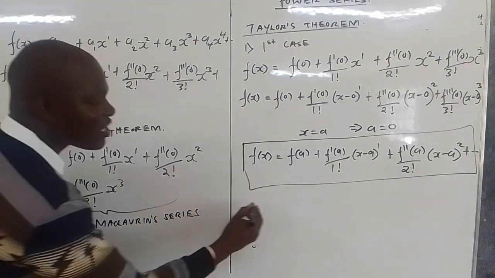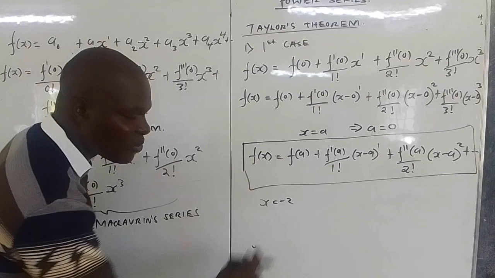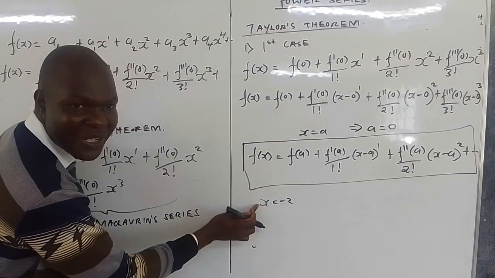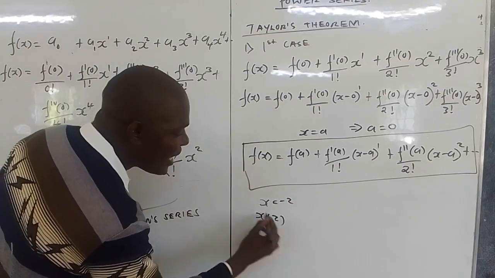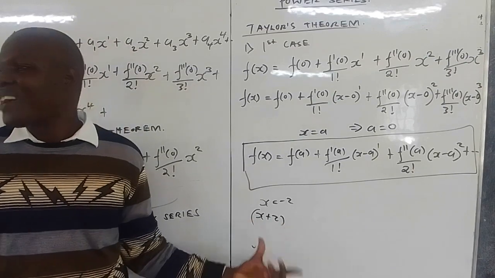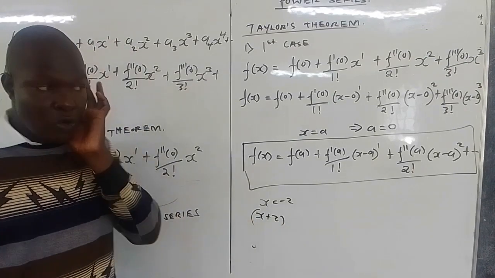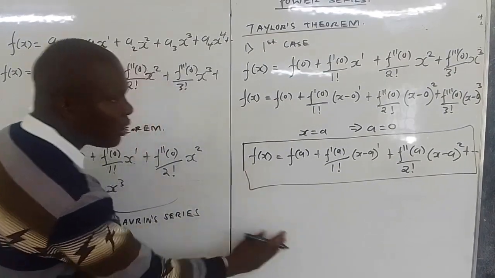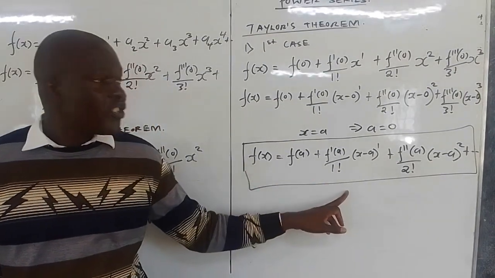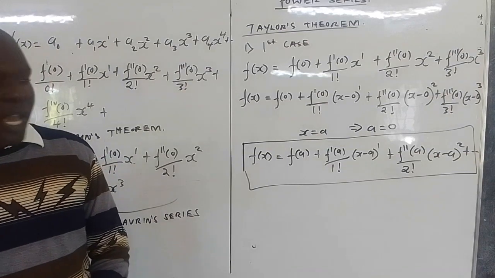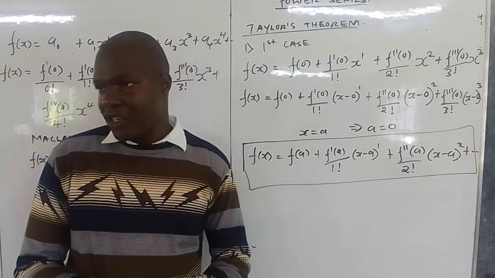Because you may be told to expand at the point when x is equal to negative 2. So you bring negative 2 to this side of the equation, then you have it there, it means you are expanding in ascending powers of x plus 2. Isn't it? Is that okay? Very good. Now, that is the Taylor series expansion of a function f of x at a point when x is equal to a.